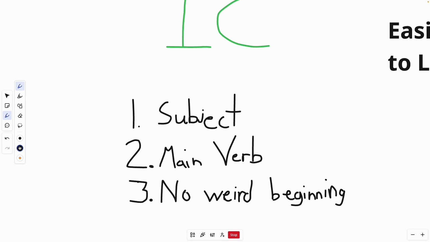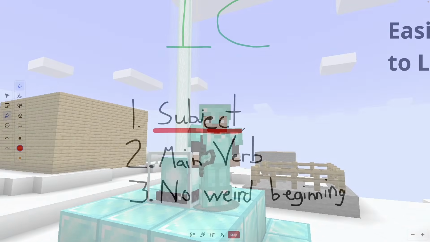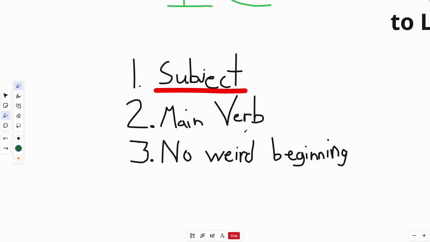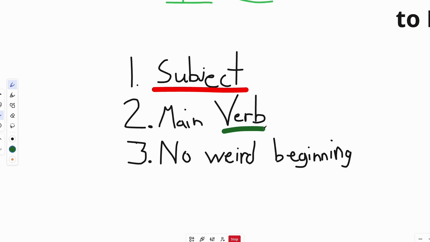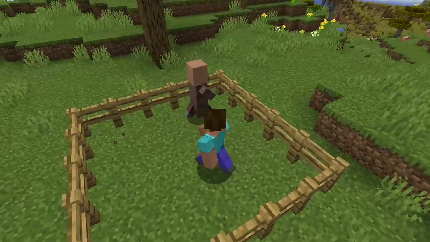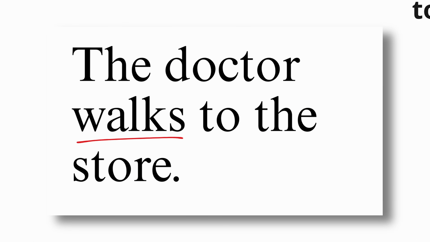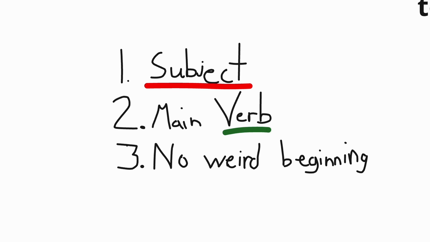First, it has to have a subject. A subject is a thing that does the action. For example, if I say the sentence, John went to the store, the subject is John. Next, it needs a main verb. Just to cover what a verb is first, it's something that shows an action being done. Like if you say the doctor walks to the store, walks is the verb. If you say the student goes to school, goes is the verb.